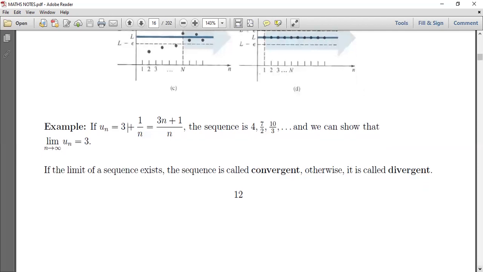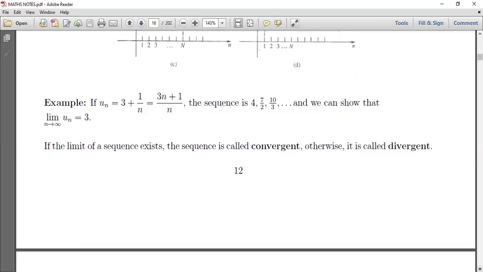When we are showing that the limit is equal to a certain number, generally if the limit exists, the sequence is also said to be convergent. So if a sequence is approaching a limit, we say the sequence is converging. Otherwise, if it's not approaching a limit, and not all sequences approach a limit, 2, 4, 6, 8, 10 does not approach a limit, then the sequence is said to be diverging, or divergent. When it's approaching a limit, then it's converging.